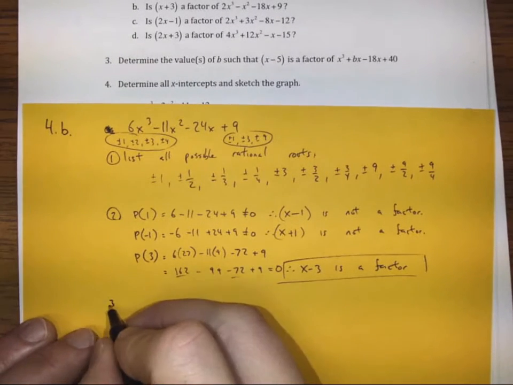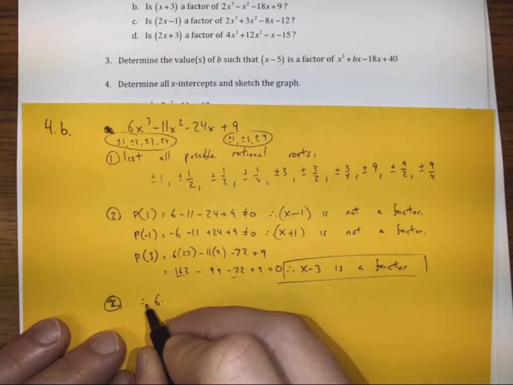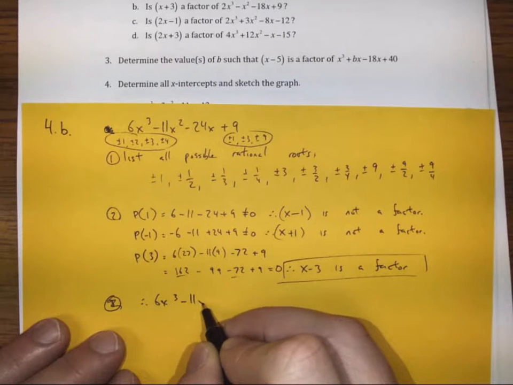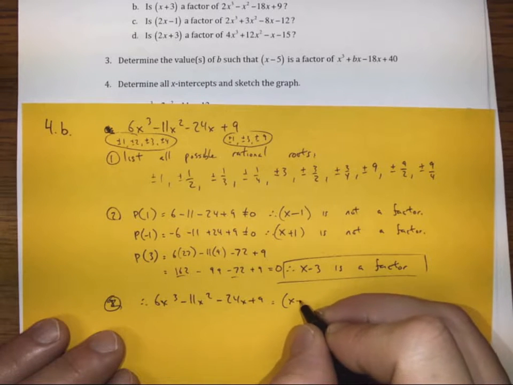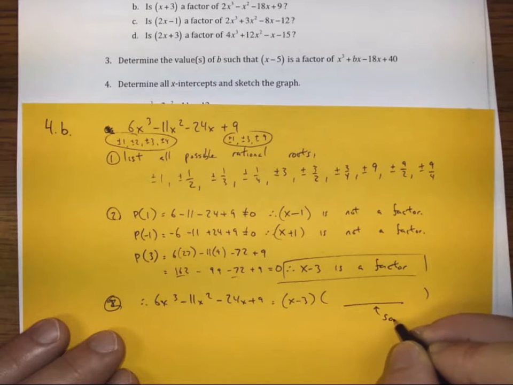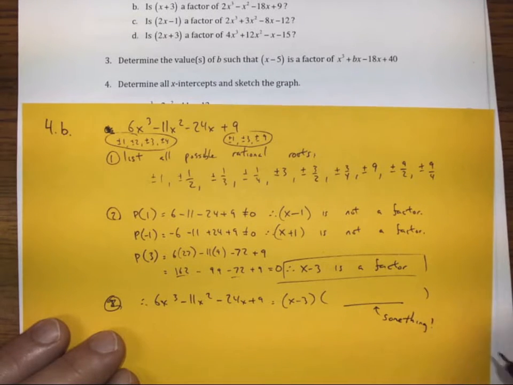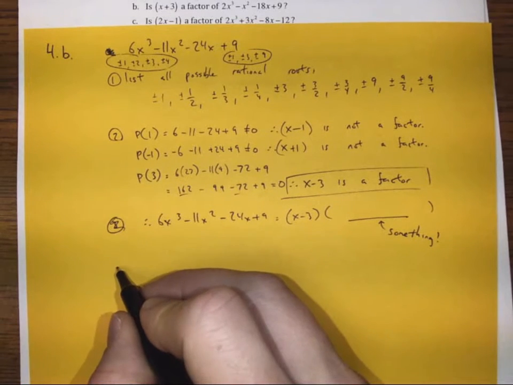So I should take a second to say, therefore, 6x cubed minus 11x squared minus 24x plus 9 is equal to x minus 3 times something. But what? To find that something, we're going to use long division.